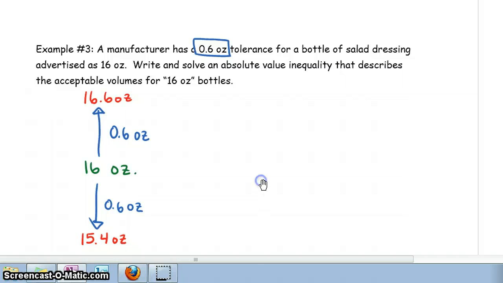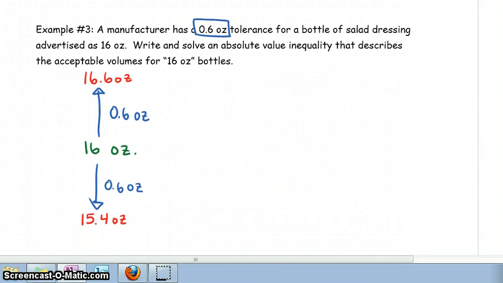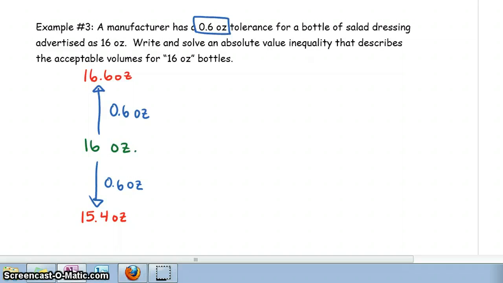Anything greater than that or more than that would not be acceptable when it comes to being bought in the supermarkets. So to write an absolute value inequality, first thing we're going to do is create a variable x, or any letter that you want. And for this letter x, we're going to say that this is the number of ounces for the salad dressing.